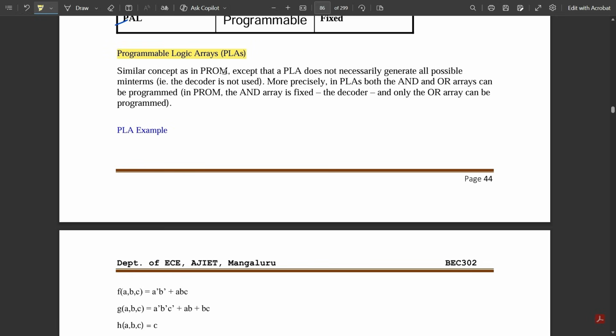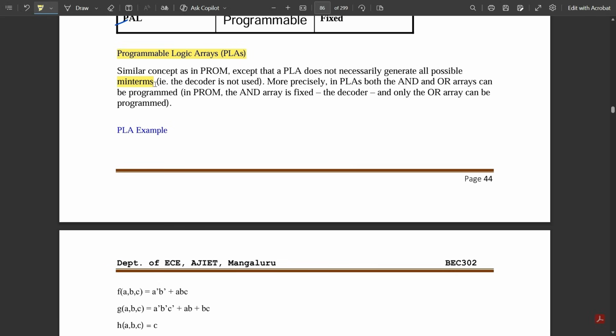Similar concept as in PROM, except that PLA does not necessarily generate all possible minterms. Okay, so in the case of a programmable logic array, it is not necessary that all of the minterms should be generated. Only the selected minterms which are required for that function are selected.